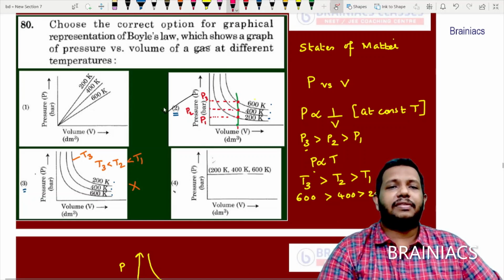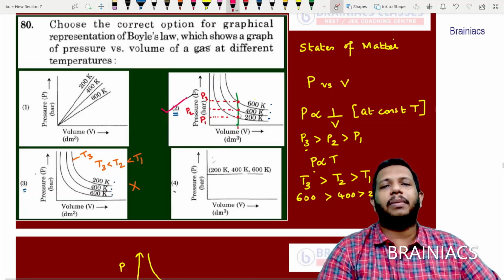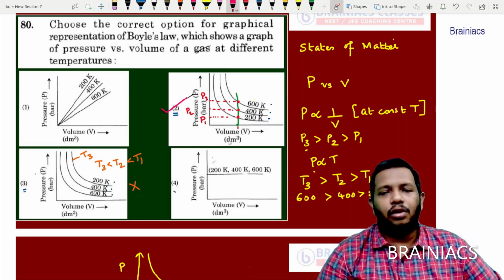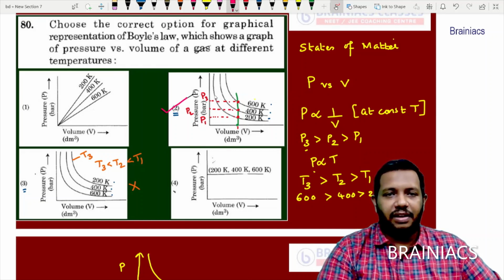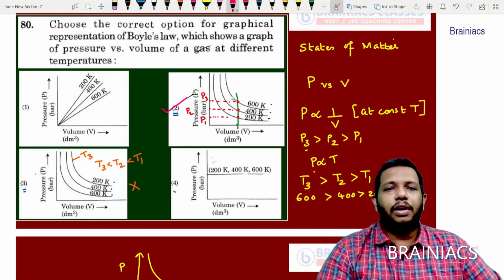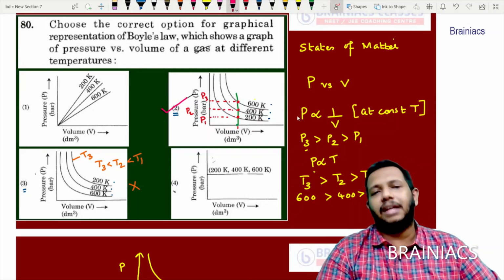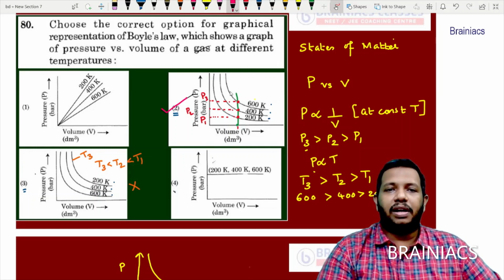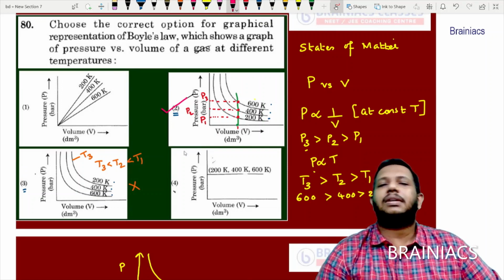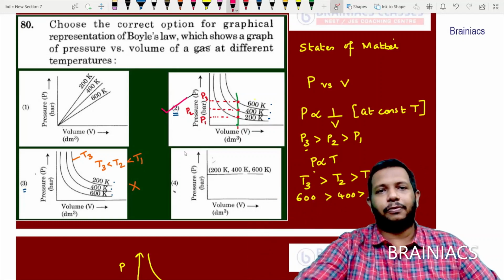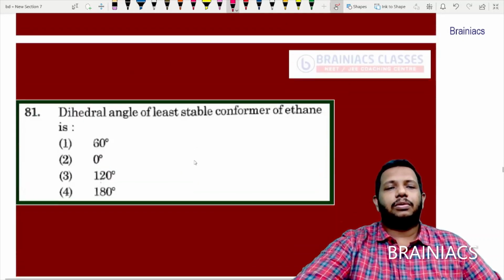Many students will ask a doubt here: sir, why are you fixing volume as constant? I am telling you, you don't have to fix the volume. You can even fix pressure as constant. If the pressure is constant, then volume will vary. We know that V3 will be greater, V2 lesser, V1 lesser. Volume is directly proportional to temperature, so there also T3 will be higher, that is 600 Kelvin. So that is also correct, option 2 is the correct answer. I hope the concept is clear for you. Now let's go to the next question.